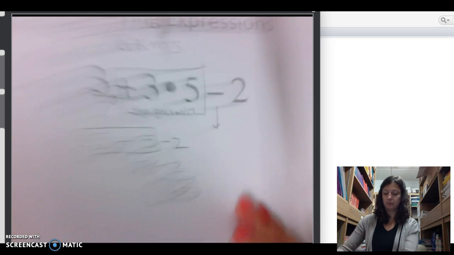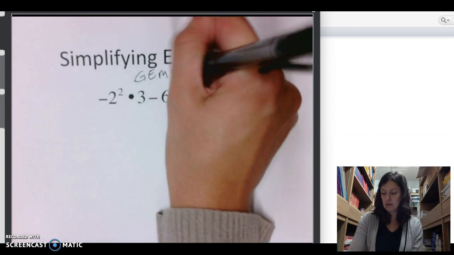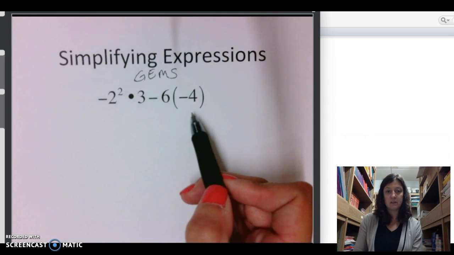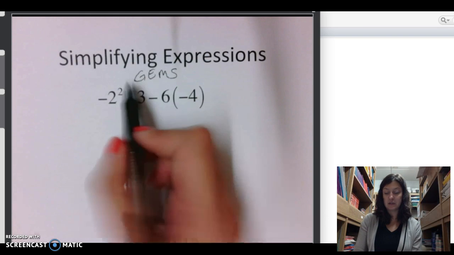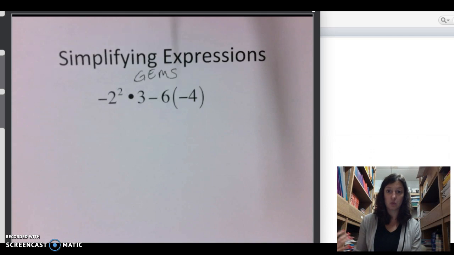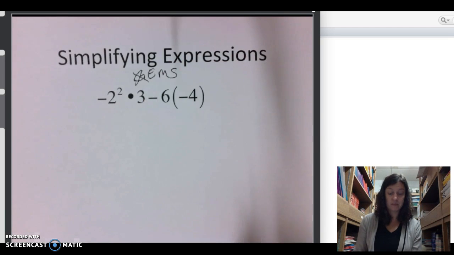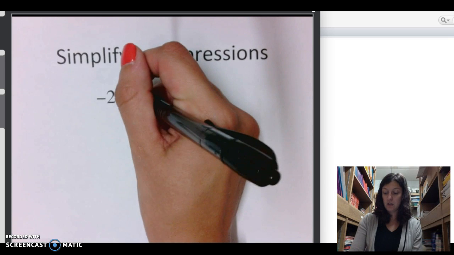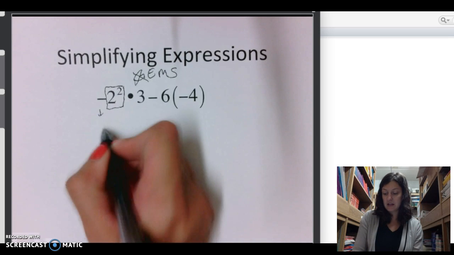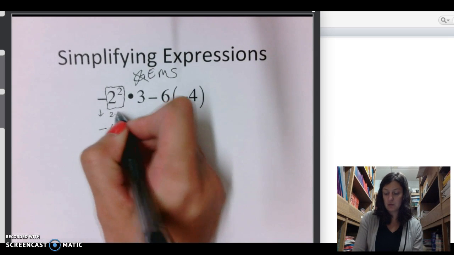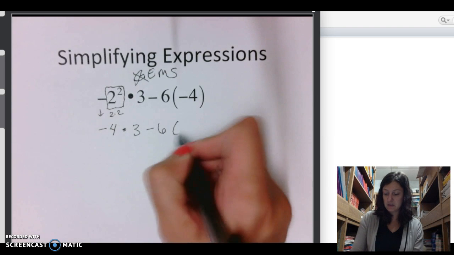Last problem. Gems. Groupings. Well, I have parentheses, but I know that that means multiplication because there's nothing inside the parentheses. So the G is really for inside the groups. There aren't anything inside. Exponents. Yep, we got that. I've got a 2 here, an exponent. Remember, the only thing it's touching. So that minus sign comes down. The only thing that was repeated was the 2. Times 3 minus 6 times negative 4.